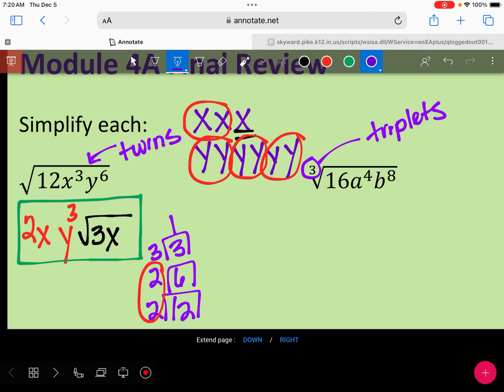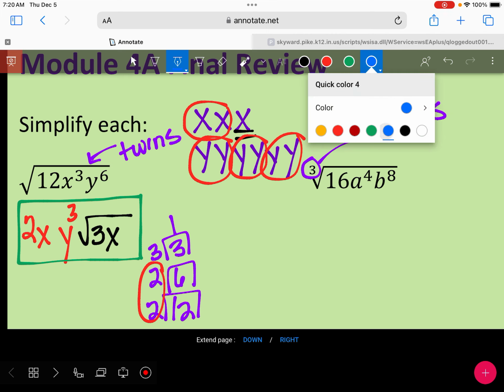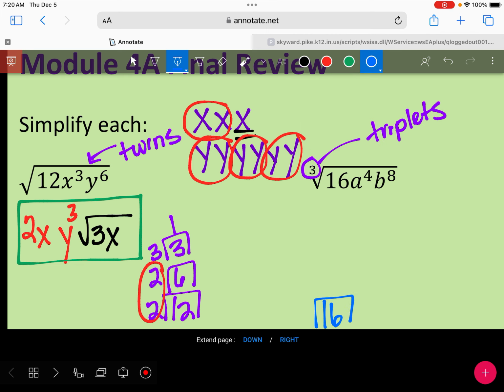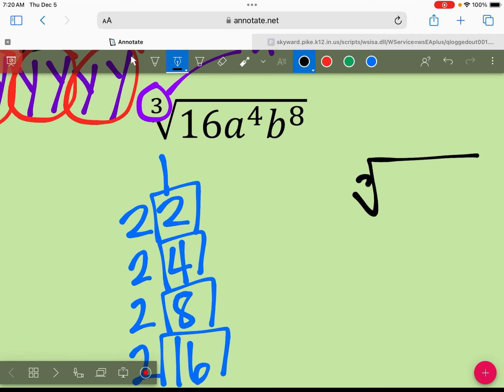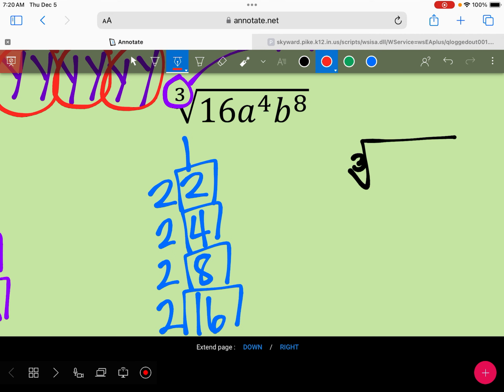For the second one, we're going to build our cake. This time we're building it with 16. So 2 goes into 16 8 times. 2 goes into 8 4 times. 2 goes into 4 2 times. 2 goes into 2 1 time. And this time you're circling triplets. I have 1 set of triplets that comes out. But then this one did not have 2 friends, so it has to stay.